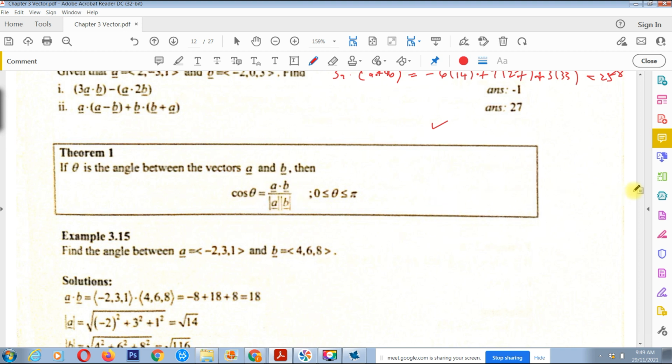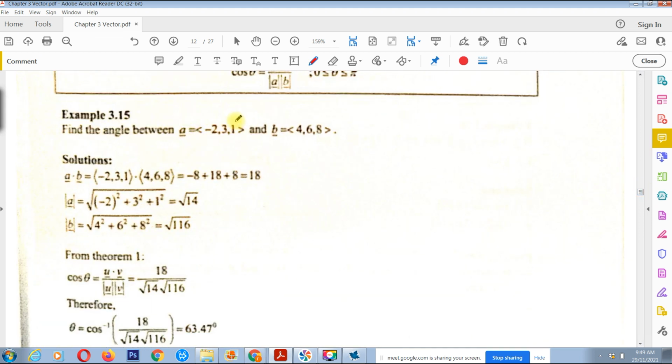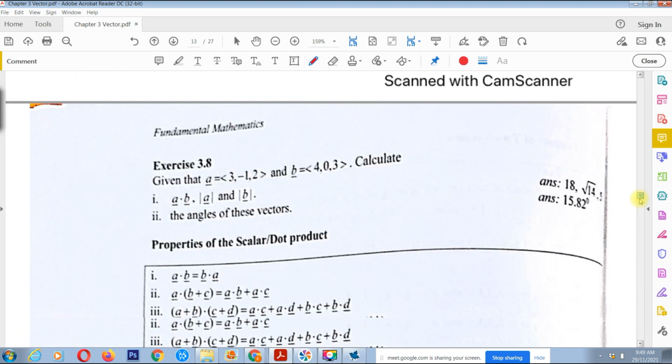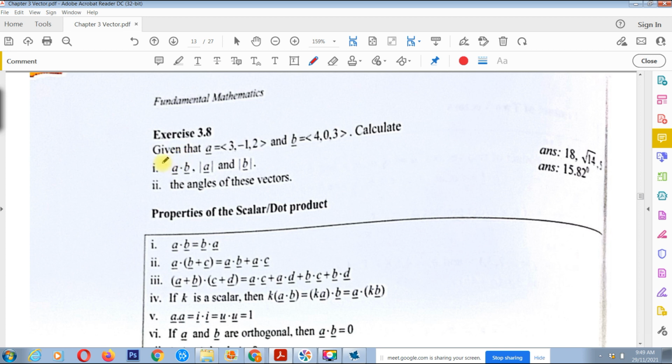Okay, so we have these two vectors and we want the angle. First of all, we find A dot B. We got 18, the magnitude of A is the square root of 14, and the magnitude of B is the square root of 116. Then from theorem 1, we have this. To find theta, we take the inverse cosine of everything, so we get 63.47 degrees. Okay, for our attendance today, please find the angle of this vector as usual, and put it in your Padlet.